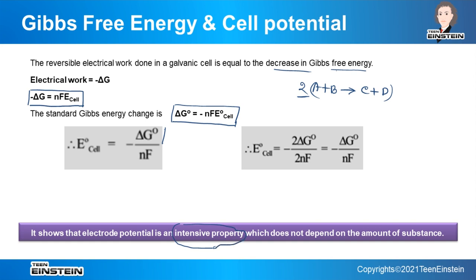And what is an intensive property? These terms, intensive property and extensive property, are basically from thermodynamics. An extensive property depends on the amount of substance, but an intensive property is not dependent on the amount of substance. And remember, E is intensive but del G is extensive. So whenever we have any equation which is multiplied by 2, that does not mean that we have to change the E value also, because it is an intensive property.